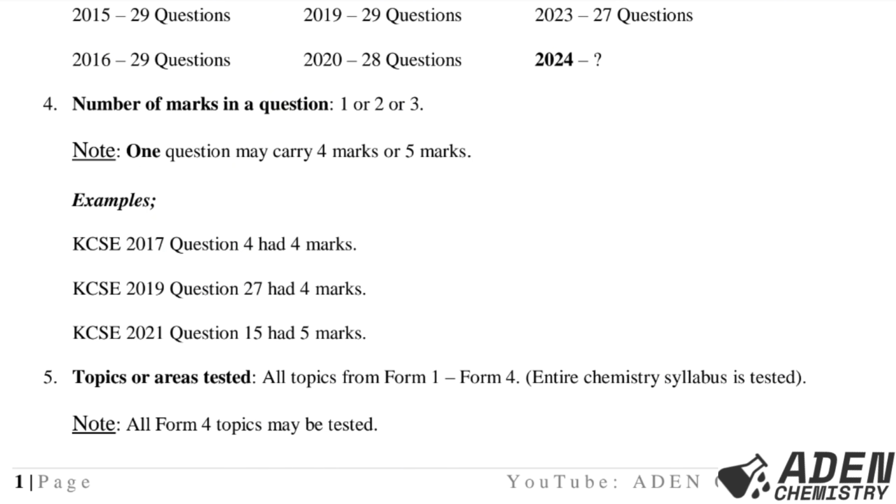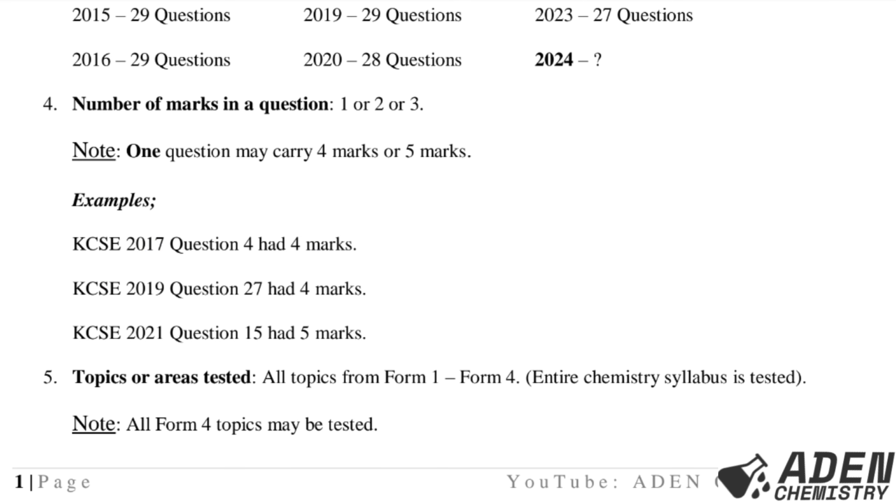So remember we said the number of marks in a question can be 1, which we said is very rare, or 2, which we have said some questions, maybe 3 or 4, may carry, or 3, which we have said most of the questions carry. On top of that, we said it may happen that one question may carry 4 marks or 5 marks. In KCSE 2017, question 4 had 4 marks.